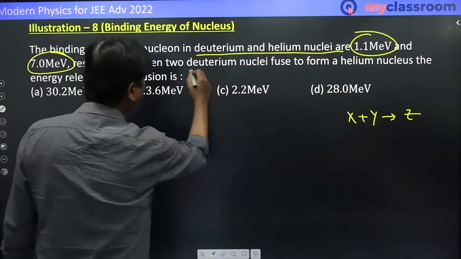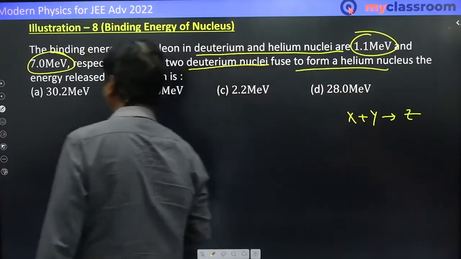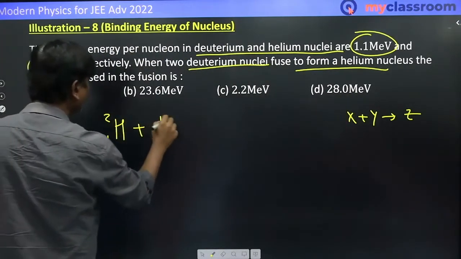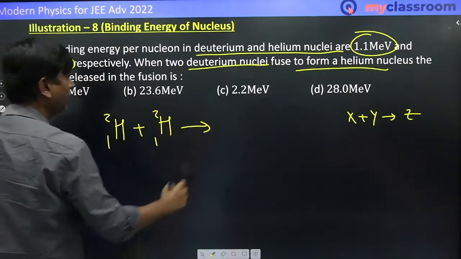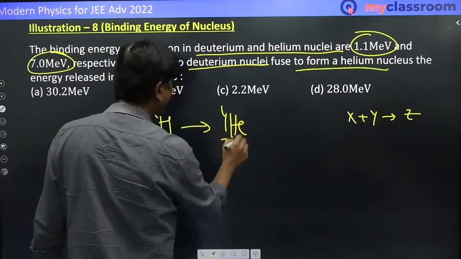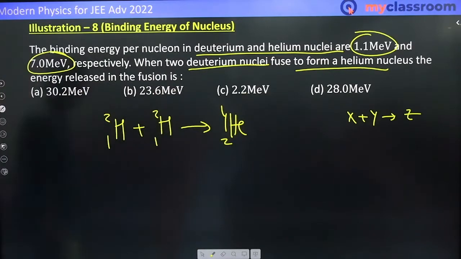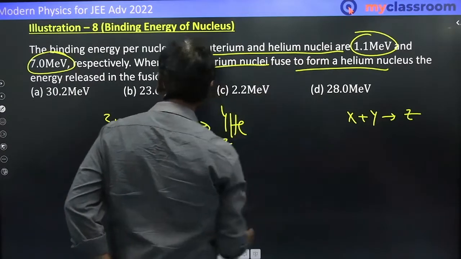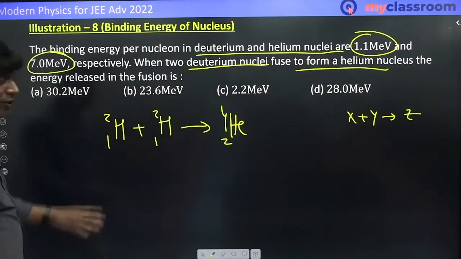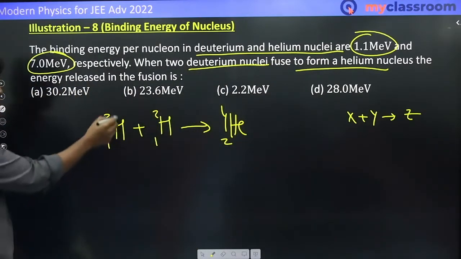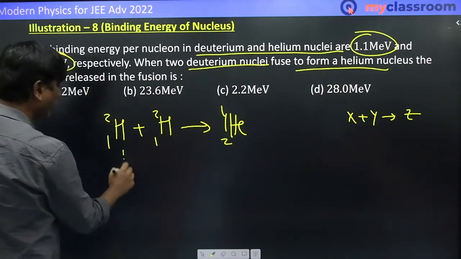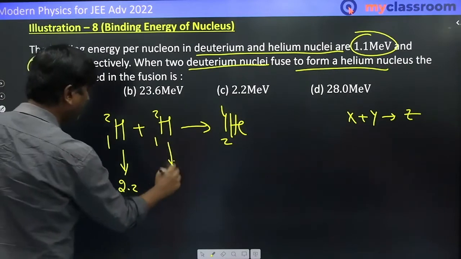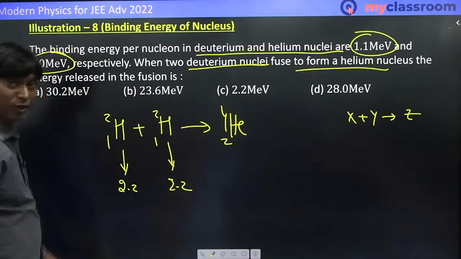Two deuterium nuclei fuse to form a helium nucleus: H-2-1 plus H-2-1 forming He-4-2, correct? They have given the binding energy per nucleon. In deuterium it is 1.1 per nucleon. How many nucleons are there? Two. So the total binding energy is 2 into 1.1, which is 2.2. Similarly, the other deuterium also has 2.2 total binding energy.